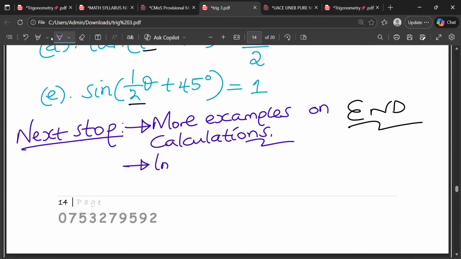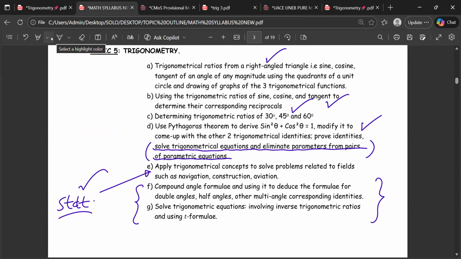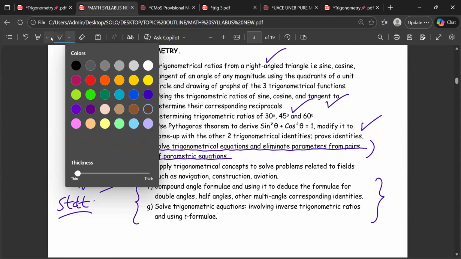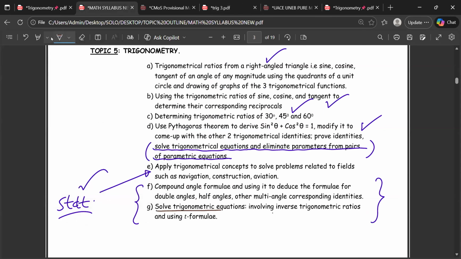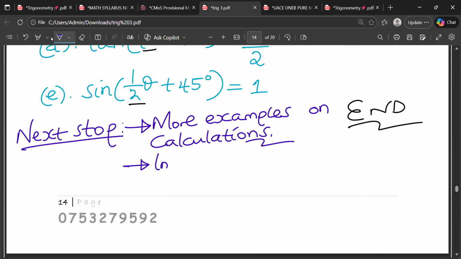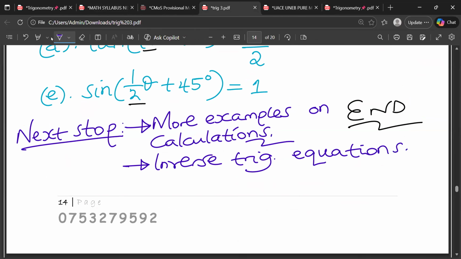Then we are supposed to do inverse. And I think even according to the syllabus, we have inverse somewhere. It's here. Are you seeing: solve trig involving inverse trig ratios? You tell people even tomorrow morning we have trigonometry. You tell people in the group that the doctor said even tomorrow morning we have trigonometry. Inverse trig equations.